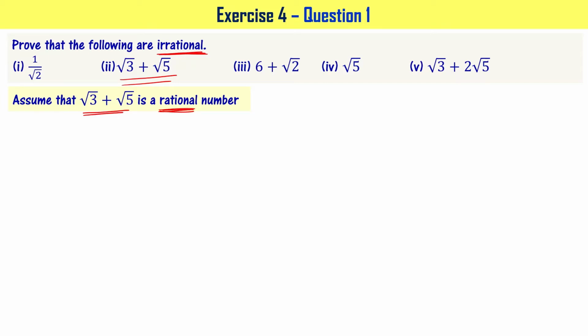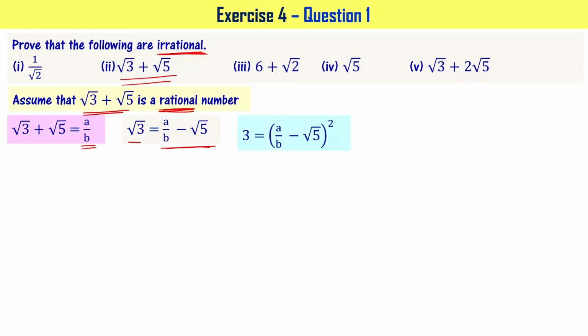Now, since we know that rational number can be written as a ratio of two integers, let me write that. I'm writing it as ratio of two integers a and b. Root 3 plus root 5 equal to a by b. Let me rearrange this so that I can write it as root 3 equal to a by b minus root 5. If I apply square on both the sides, it can be written as 3, that is square root of 3 whole square, and on the RHS it becomes a by b minus root 5 whole square.